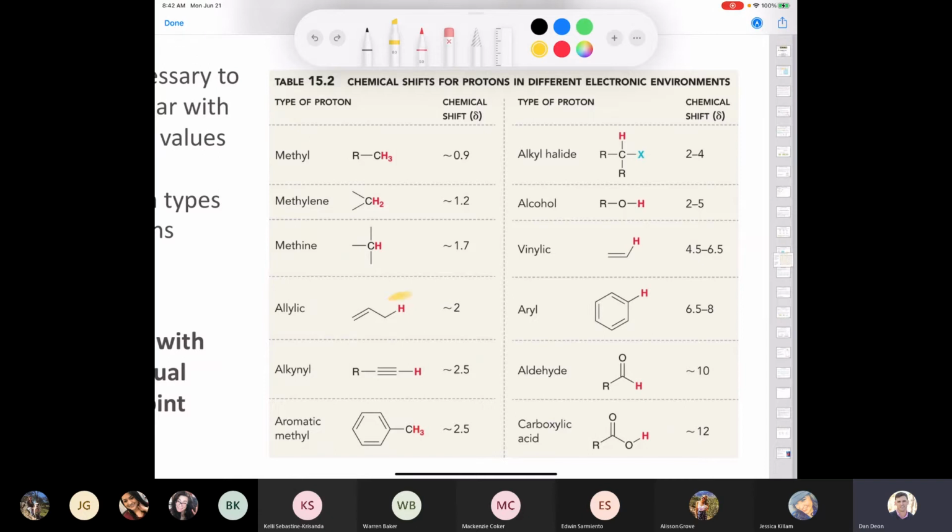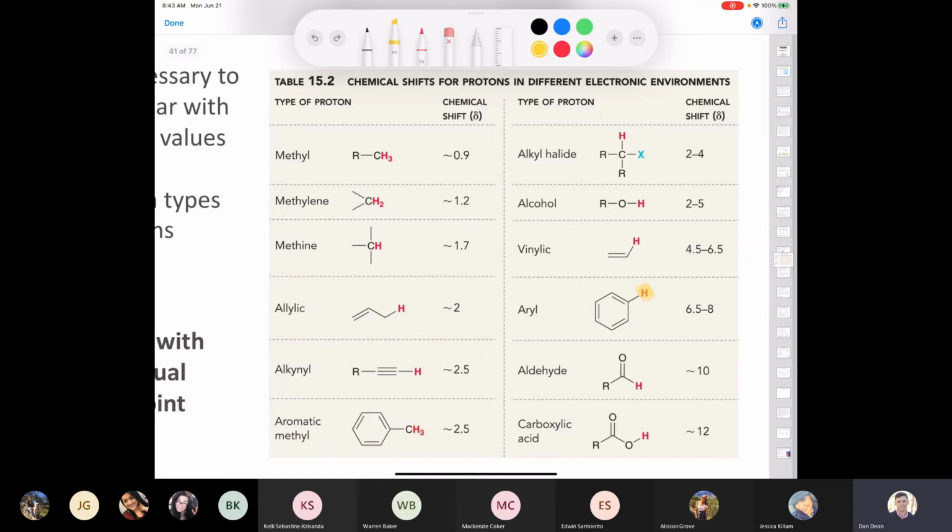If you have an allylic proton, right, you know the difference between a vinylic position and an allylic position. So this is a vinylic carbon. This is an allylic carbon. So the allylic carbon, this is the allylic proton. It has a chemical shift of around 2. If we skip ahead to the vinylic proton, it's got a much higher chemical shift, around 4.5 to 6.5 parts per million. We already looked at aromatic protons. We said they're around 7. Here it says 6.5 to 8.